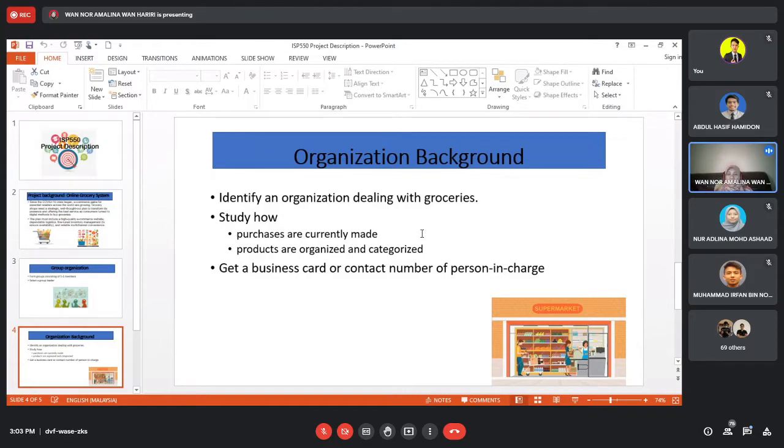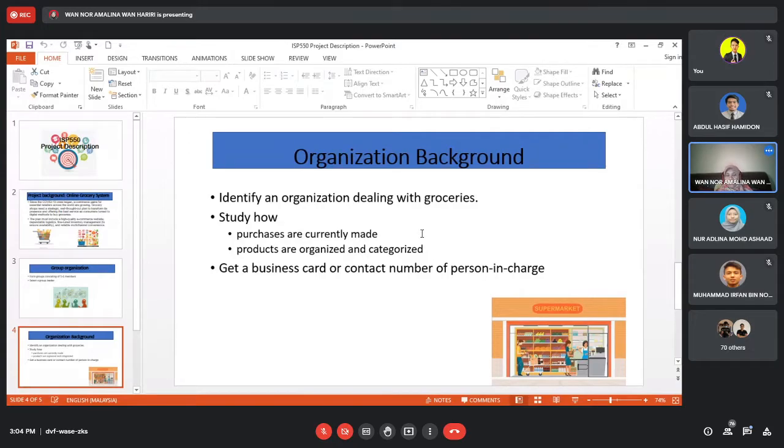For example, you can look at Tesco online. Okay, Tesco has categorized their products. And they have a portal. They already have the e-commerce portal in the sense that consumers are able to purchase products from the portal. Unlike 99 Speed Mart, you can search it later. 99 Speed Mart only has a website.